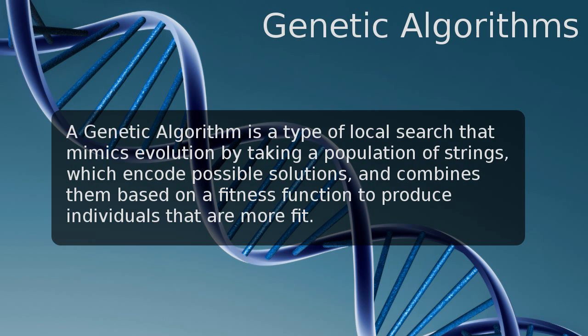The genetic algorithm is actually a type of local search algorithm that mimics evolution by taking a population of strings, which encode possible solutions, also called individuals, and combine them based on a fitness function to produce individuals that are closer to the solution. So let's break that definition down.